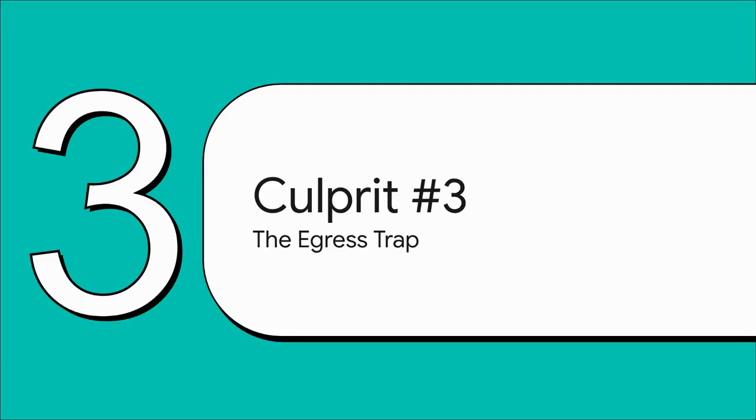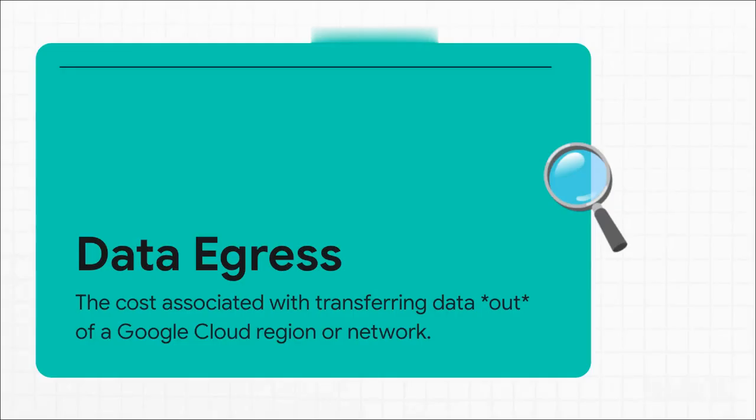Okay, we've wrestled our storage and our query costs to the ground, but our detective work isn't done. There is one more suspect, and this one is really sneaky. I call it the egress trap, and trust me, this is a hidden cost that can catch even the most seasoned pros off guard. So what is data egress? It's simple. It's the fee you pay anytime you move data out of a Google Cloud network. Think of it like a highway toll. Every time your data crosses a certain boundary, cha-ching, you pay a fee.